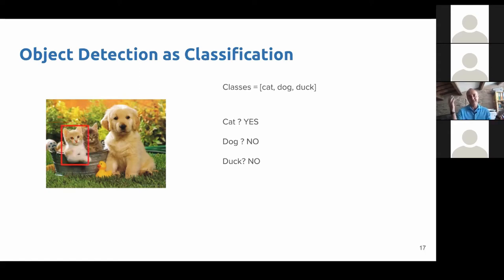And at some point, maybe one of these bounding boxes will be lucky enough to really be matched to one of the objects of the image. And in that case, hopefully our network will have a prediction of yes, and we will have solved the object detection task.